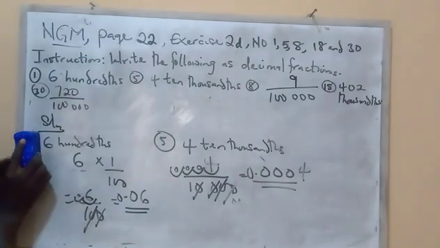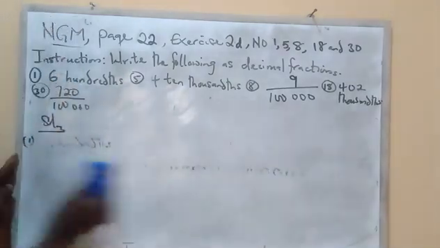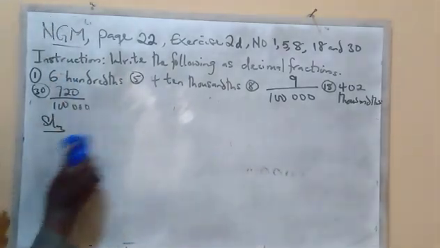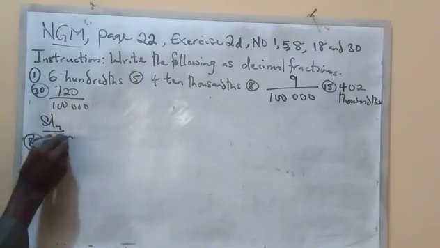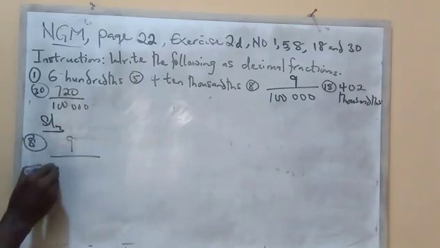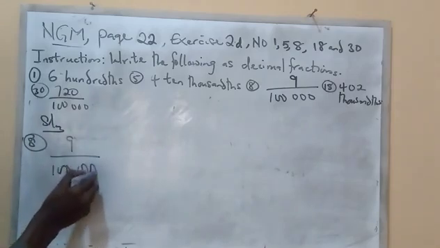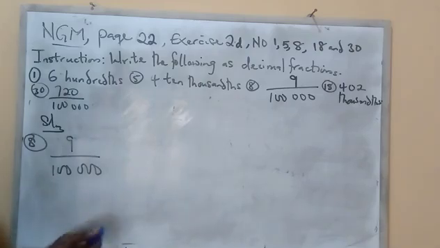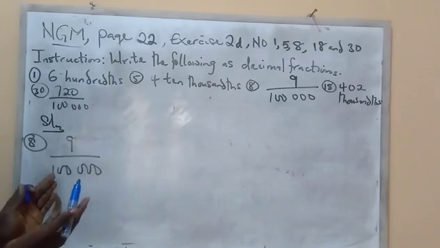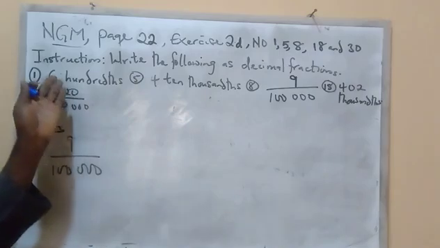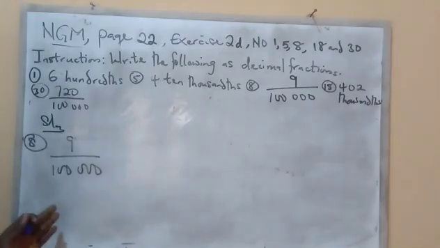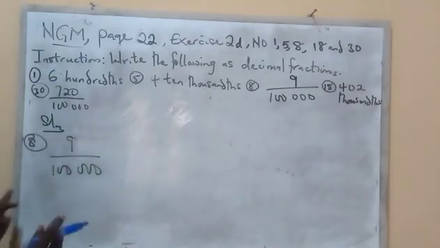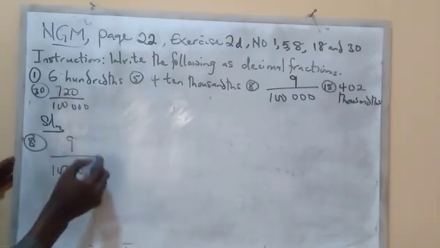So the number 8, which also says 9 all over 100,000. So how do we do this? The same way we have done for the other one. This one is even easier because we don't need to convert from digits and words to only digits. This one has been converted for us. So we do the same thing.